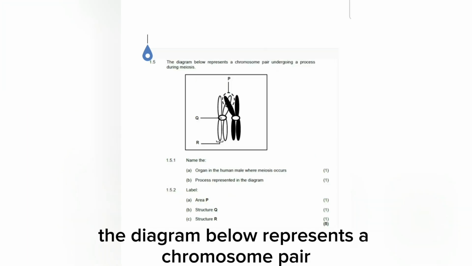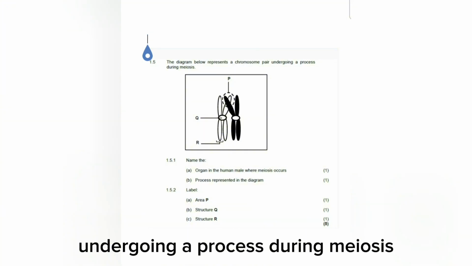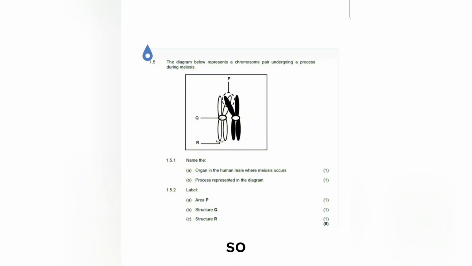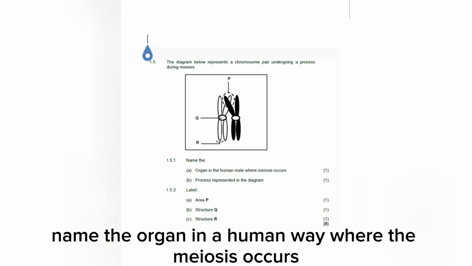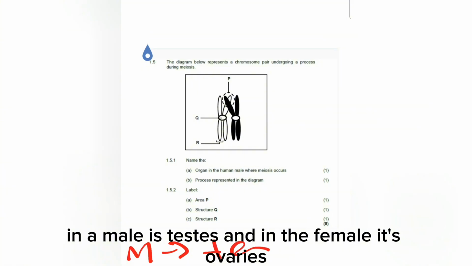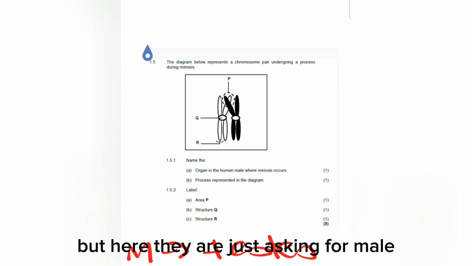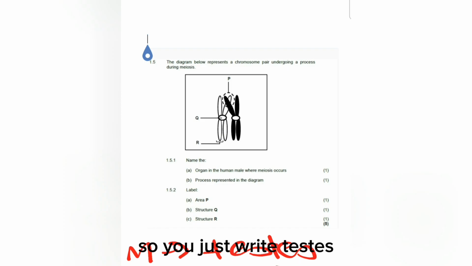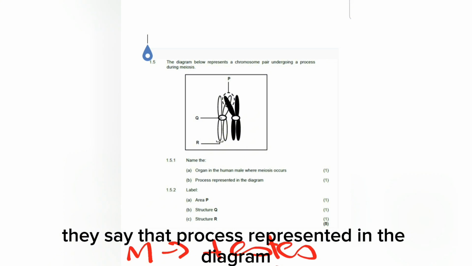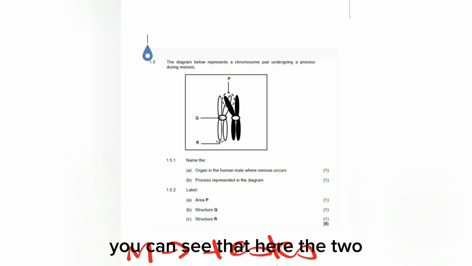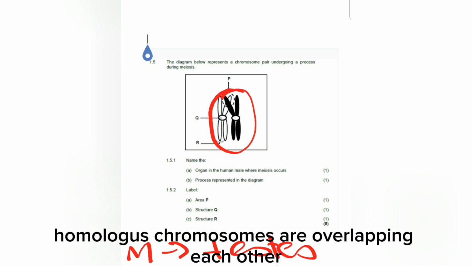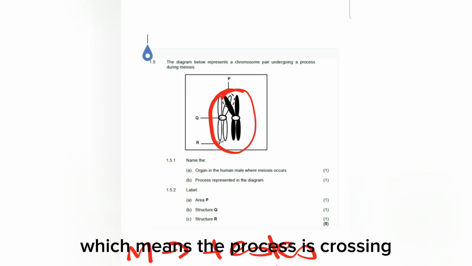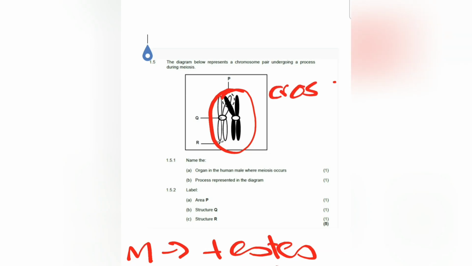The question says that the diagram below represents a chromosome pair undergoing a process during meiosis. Question 1.5 says, name the organ in a human male where the meiosis occurs. In a male it is the testes, and in the female it's the ovaries. But here they are just asking for male, so you just write testes. They ask for the process represented in the diagram. You can see that the two homologous chromosomes are overlapping each other, which means the process is crossing over.